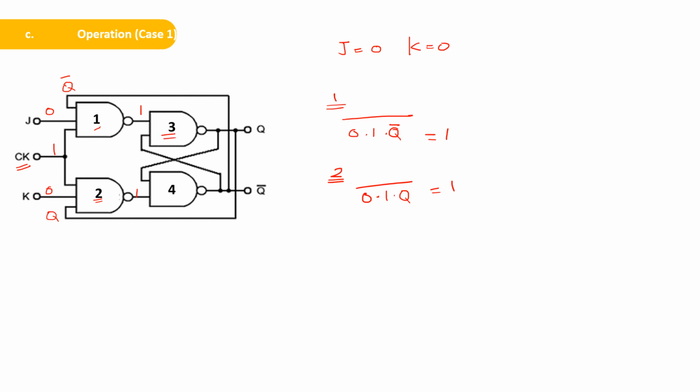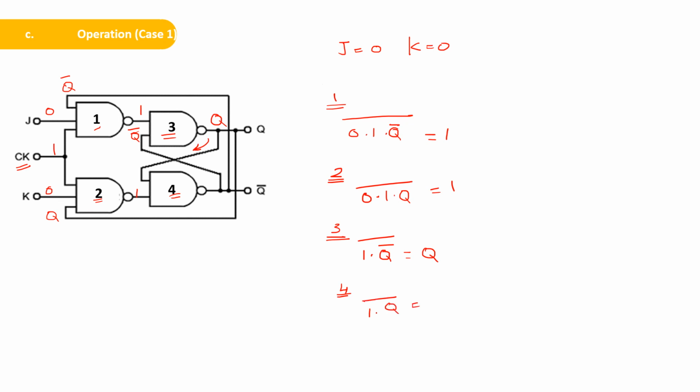Now if you take NAND gate 3, one input is 1 and the second input is Q bar. So this is given to the NAND gate. So the output 1 dot Q bar is Q bar and its complement will be equal to Q. So the output of NAND gate 3 will be Q. Now this Q is getting fed back as the input of NAND gate 4. So if you take NAND gate 4, one input is 1, the second input is Q.